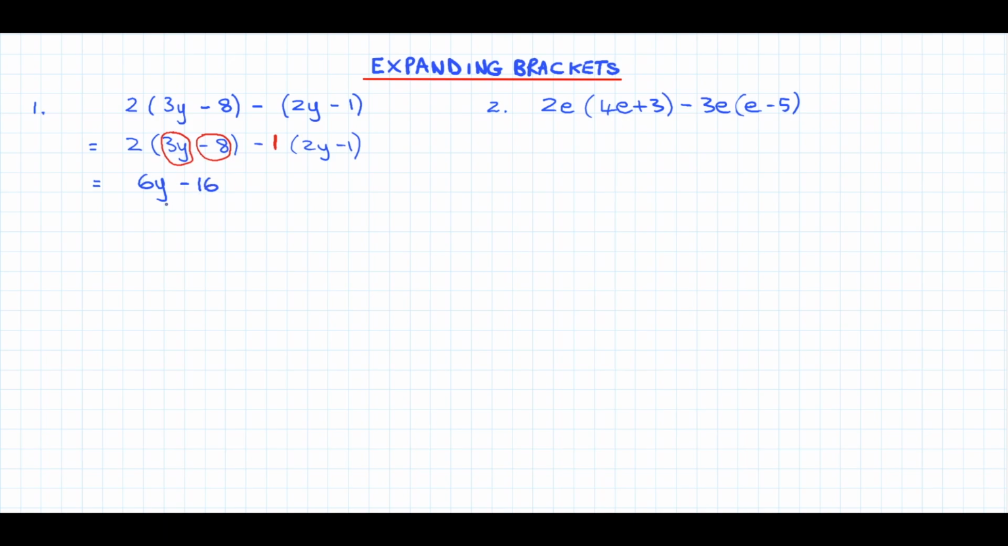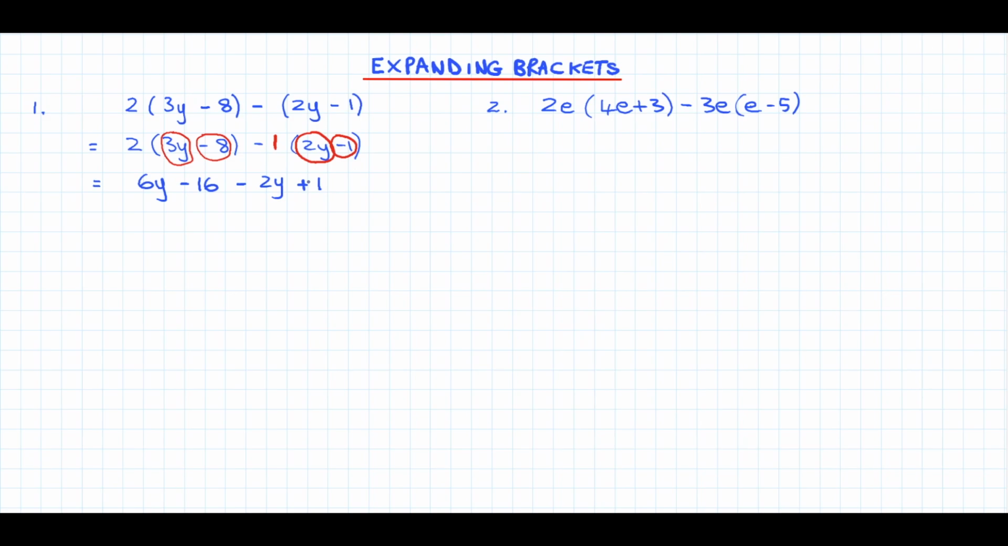Then we turn our attention to what's inside the second bracket. And before I multiply out the bracket, I'm going to do exactly the same thing. I'm going to encircle what I have inside the bracket. Now inside the bracket, I've got 2y and I've got negative 1. So let's look at that then. With negative 1 outside the bracket, it multiplies each term inside. Negative 1 times 2y is negative 2y. And negative 1 times negative 1 is positive 1.